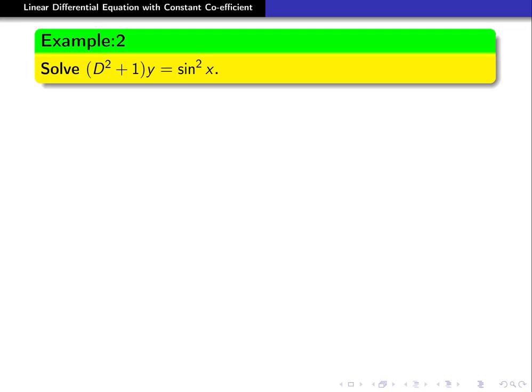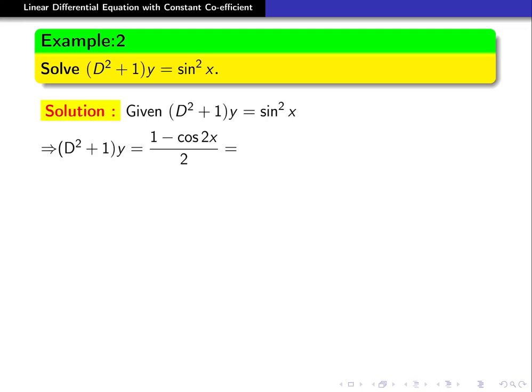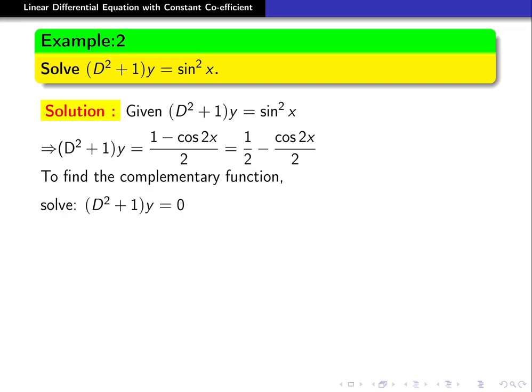Solve D square plus 1 into y is equal to sin square x. So already we know that sin square x is nothing but (1 minus cos 2x) by 2. So we can split into two terms: 1 divided by 2 minus cos 2x by 2. So now we find the complementary function. Replace R of x with 0.